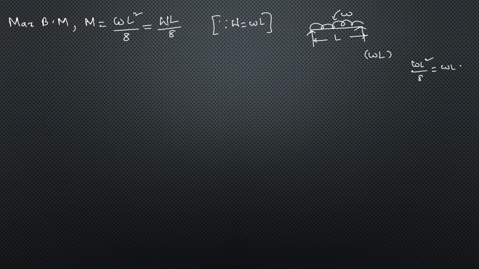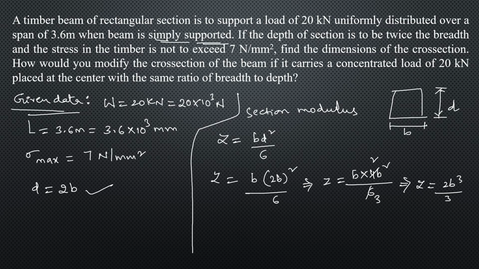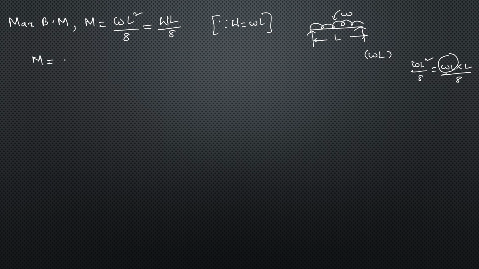So I wrote this as WL into L by 8. So this WL is what? Capital W into L by 8. Now, M is equal to, what is the total load W given to us? 20 into 10 power 3. So 20 into 10 power 3 into L, which is 3.6 into 10 power 3, by 8. So from here I have M is equal to 9 into 10 power 6 Newton mm.